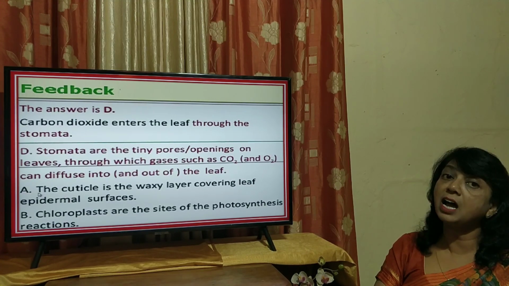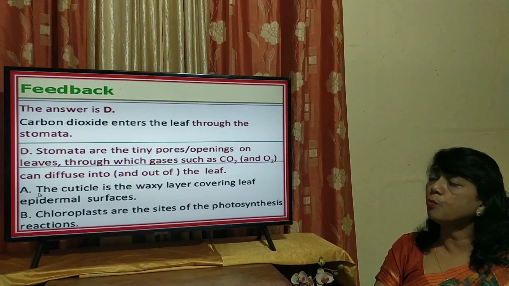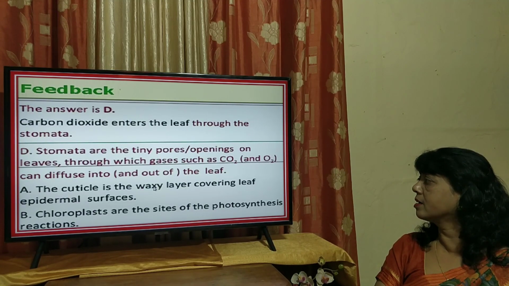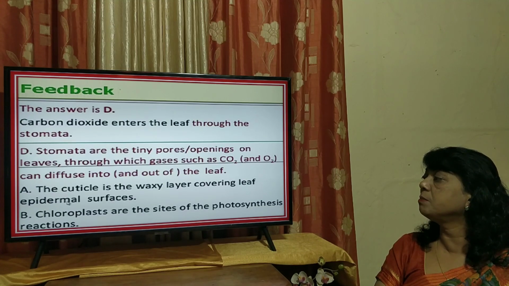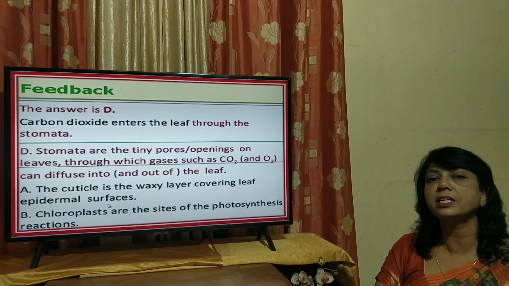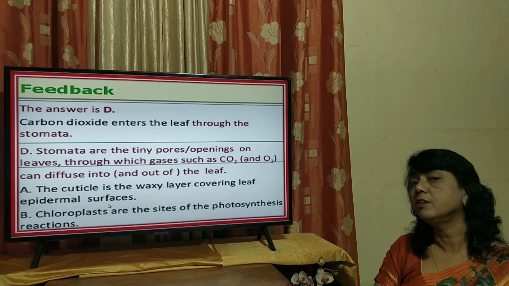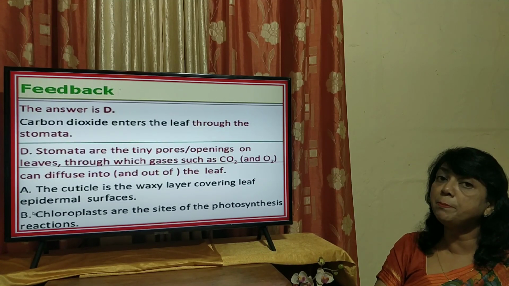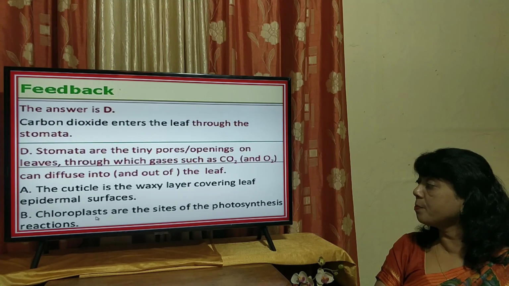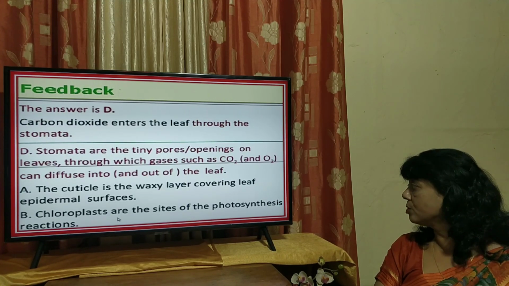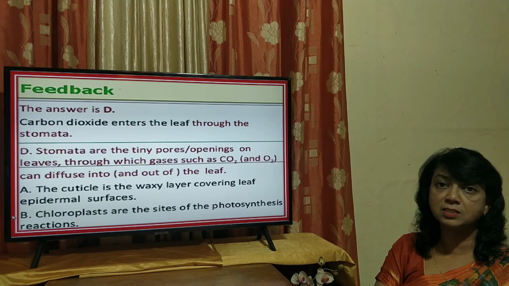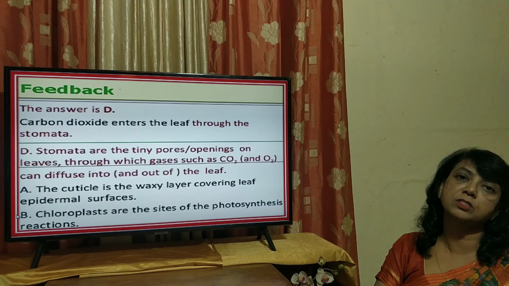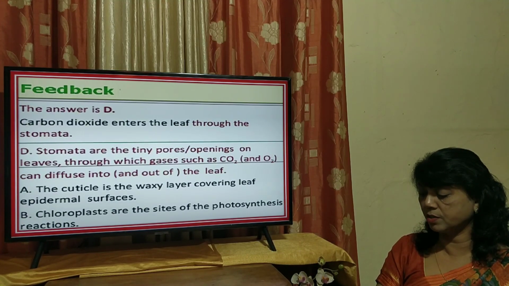If the answer would have been A, what is it? The cuticle is the waxy layer covering the leaf epidermal surface, and we know that it does not take part in photosynthesis. If the answer would have been B, that is chloroplast, they are the sites of photosynthesis reactions. They do not allow the intake of carbon dioxide or oxygen.